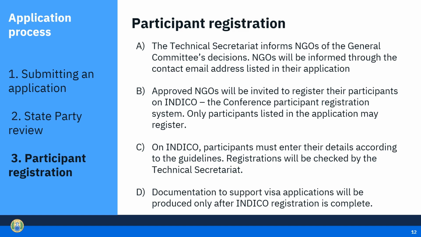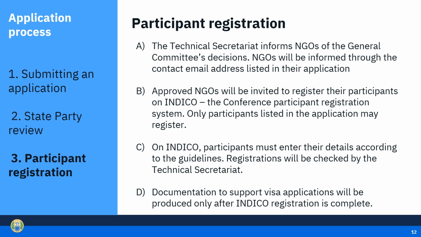From there, approved NGOs will be informed through their contact email address listed in their application, and their participants will be invited to register on Indico. There will also be a deadline for Indico registration, which will be communicated in due course. For participants who need a visa, the information they enter on Indico will be used exactly as submitted to generate documentation to support visa applications. If any inaccurate information is entered, this will also appear on the documentation provided by the OPCW and may result in a delay to visa applications. It is the NGO's responsibility to ensure all information is accurate.